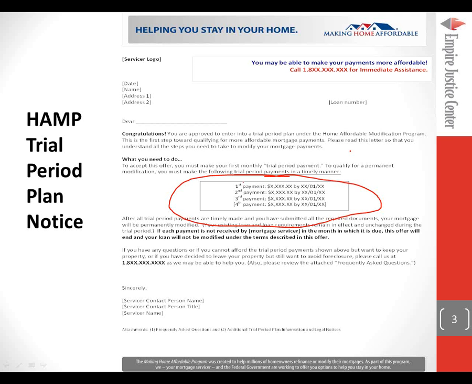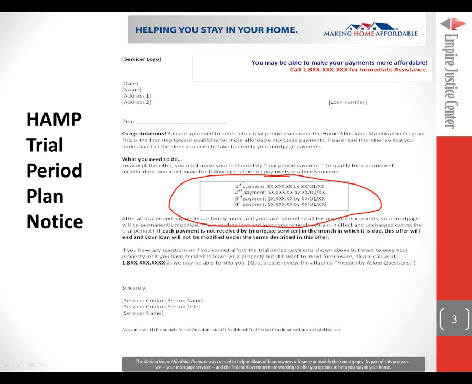A couple things on this. Number one, that payment is within pennies of what the permanent modification payment would look like. The idea from the perspective of the overall plan is that if we want to see that the homeowner can afford this amount, it wouldn't make sense to change that amount after the fact.